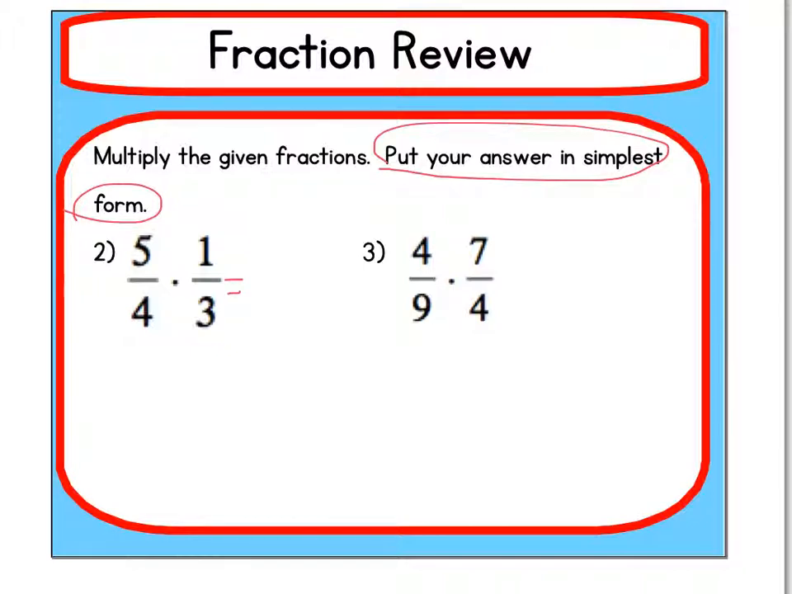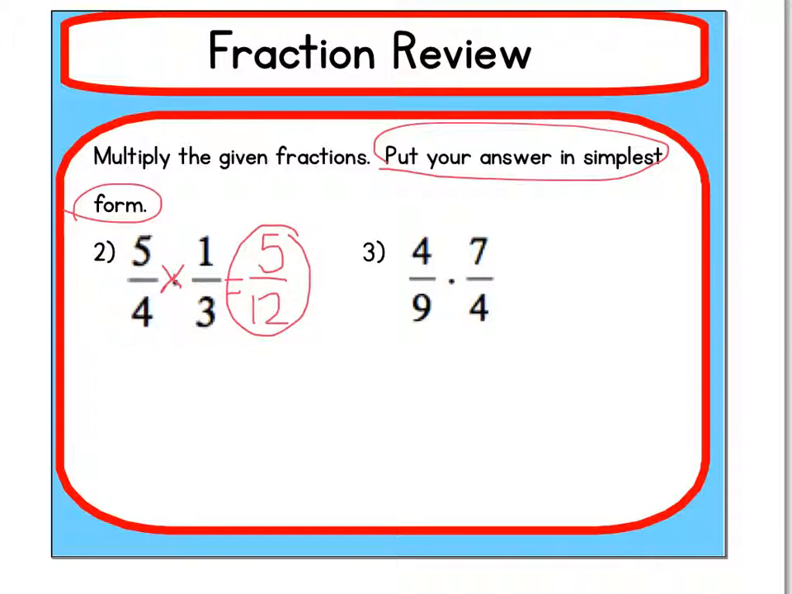So when I look at this first one, I'm first going to look to my diagonal to see if there's anything that can go into 5 and into 3, and there's not. I cannot reduce that one. So then I look to the other diagonal. There's nothing that goes into 1 and 4, so now I can follow my rule. Top times top, 5 times 1 gives me 5. Bottom times bottom, 4 times 3 gives me 12. So the correct answer is 5 over 12.